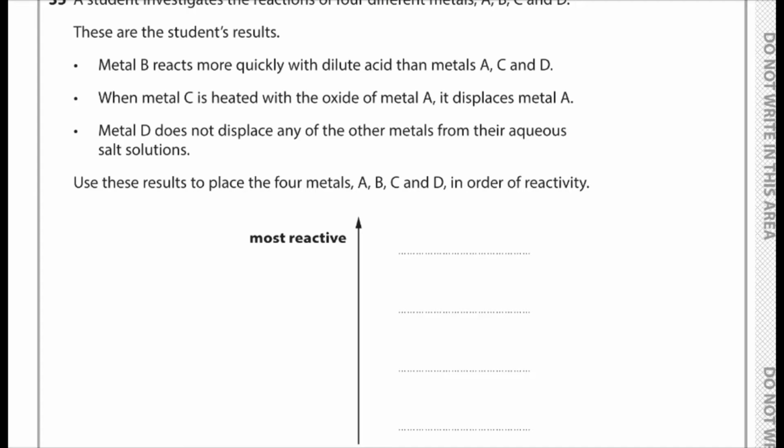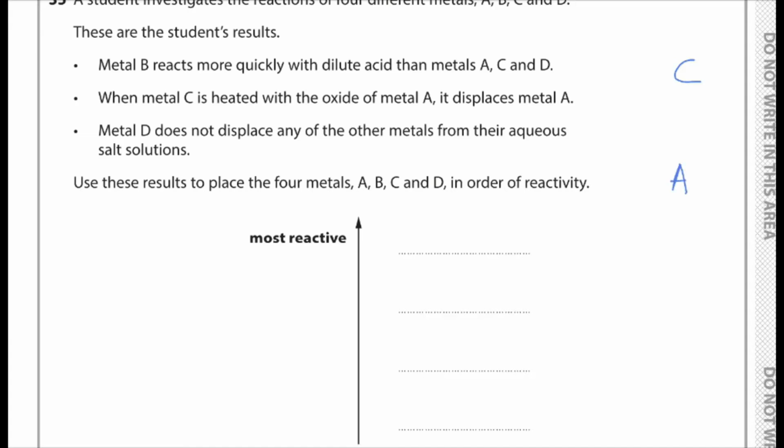Use these results to place the 4 metals A, B, C, D in order of reactivity. We know that if something is reactive, it can displace the less reactive metal from its compound or its solution. When metal C is heated with the oxide of metal A, it displaces A. So that means C has to be more reactive. So I'll write that down on the side. So A has to be down here.